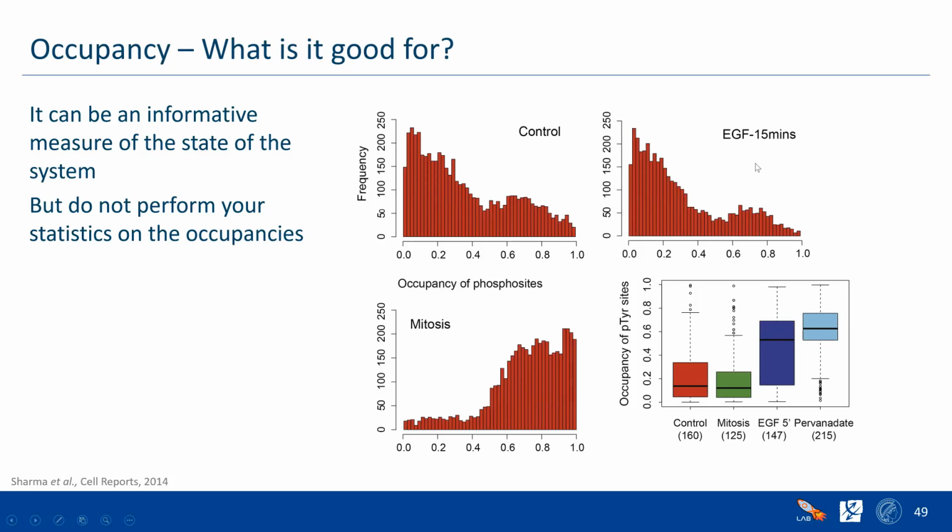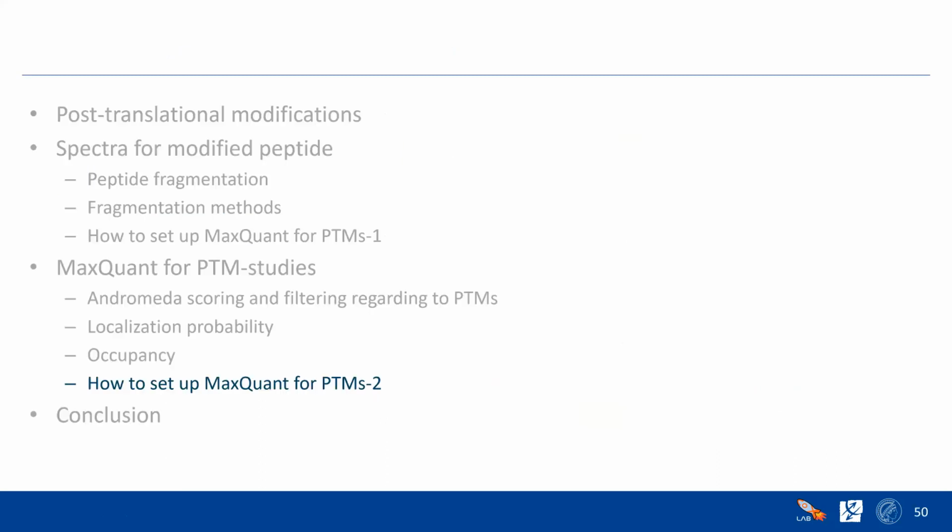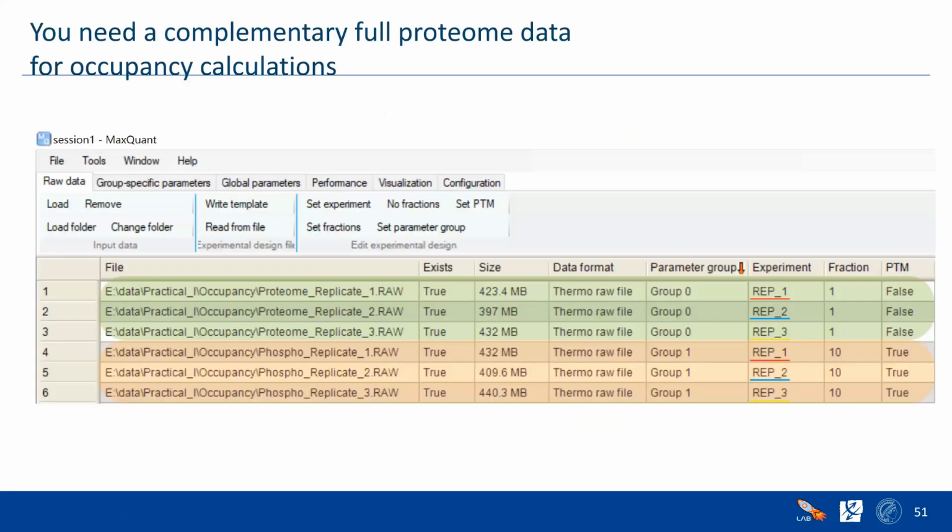EGF is very similar to the control group; not so many changes occur at that stage. When we look at tyrosine occupancy, we see a different scenario, because we know tyrosine phosphorylation is not so prominent in mitosis. We already expected this. If you want more explanation, please go to the paper, and you will also get more information about the data set itself, and how we can set up MaxQuant for PTMs.